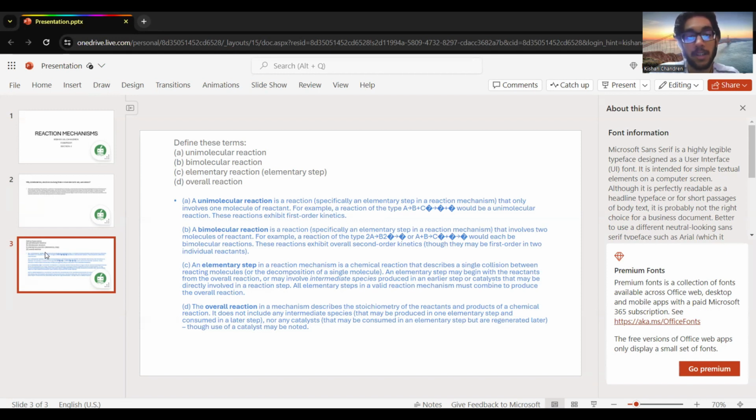And the final one is the overall reaction. The overall reaction in the mechanism describes the stoichiometry of the reactants and products of a chemical reaction. It does not include any intermediate species or catalysts, but however, with the use of catalysts, the elementary steps are regenerated later. So these are the two questions from me. Thank you.